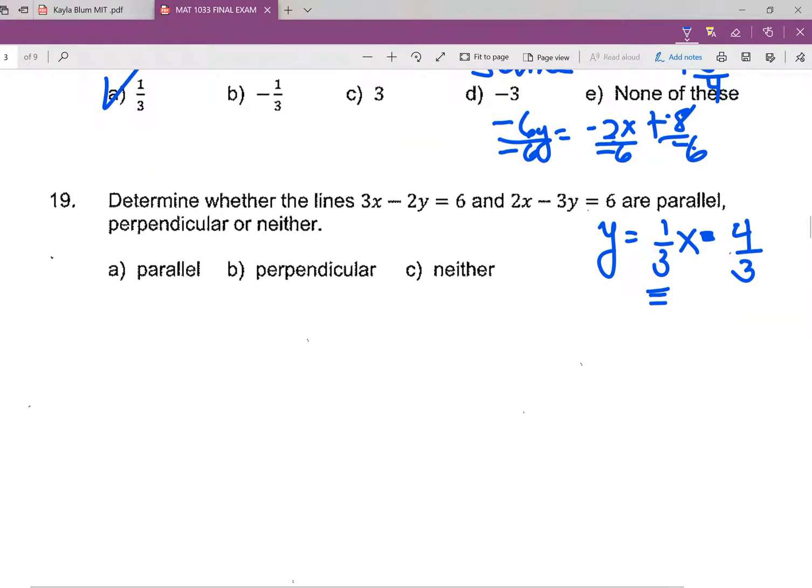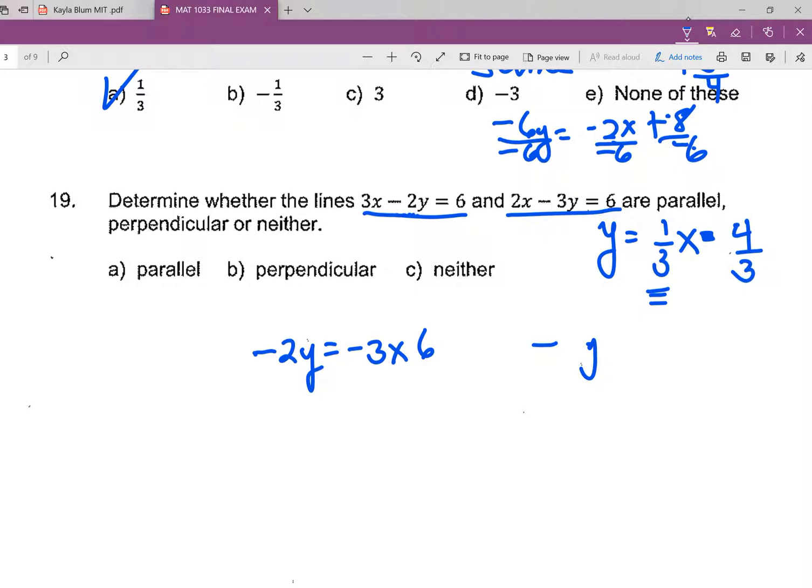Now for this one, you can almost tell already what the answer is because of the way the equation is set up, and if you've done enough practice in my math lab, you will know. So if I solve for y in this one, the first thing I'm going to do is subtract, negative 2y equals negative 3x plus 6. I'm going to do the same thing over here. I have negative 3y is equal to negative 2x plus 6. I'm going to divide by negative 2 on all three terms. Over here, I'm going to divide by negative 3 on all three terms.